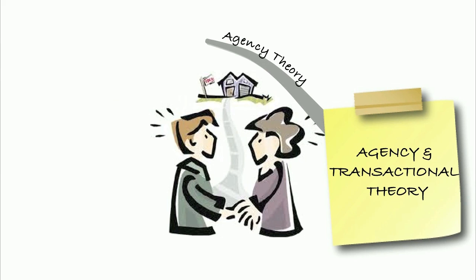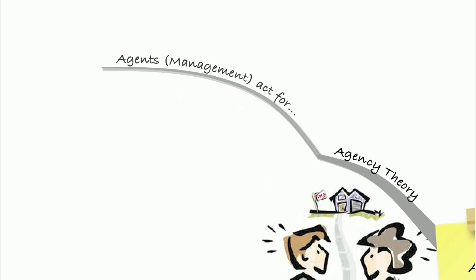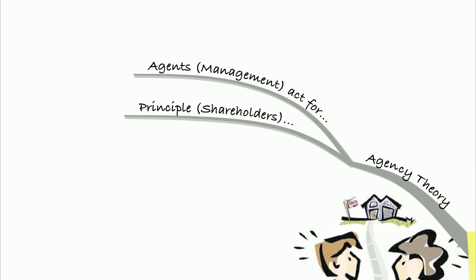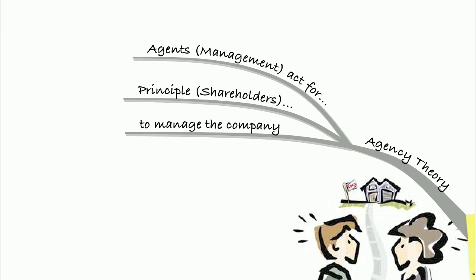So agency theory revolves around the following concept. Agents, who are the management, act for the principals, who are the shareholders, to manage the company. So the principal is the shareholders, so they have the agents, who are the management, who manage the company on their behalf. That's all because of these joint stock companies that we talked about in the previous lecture.